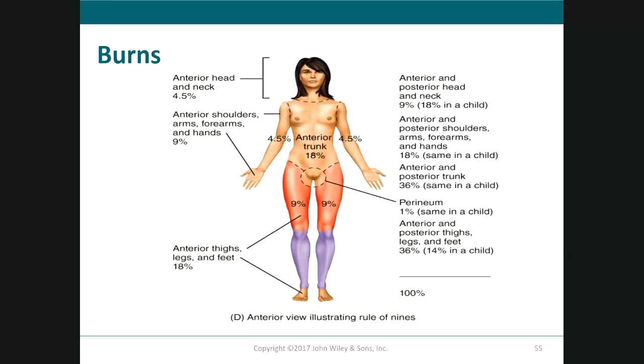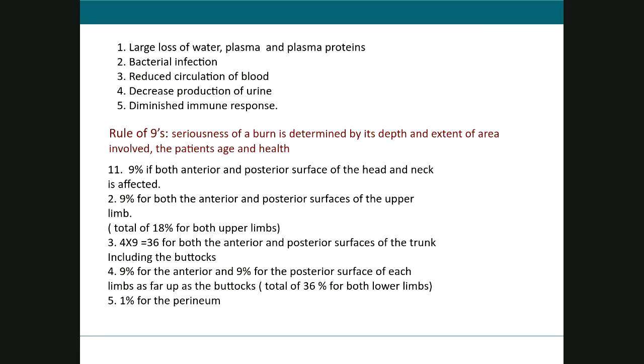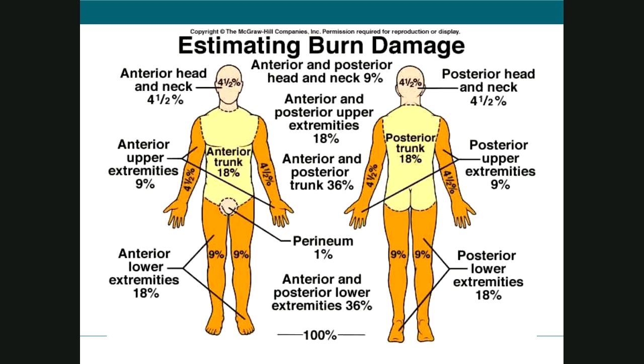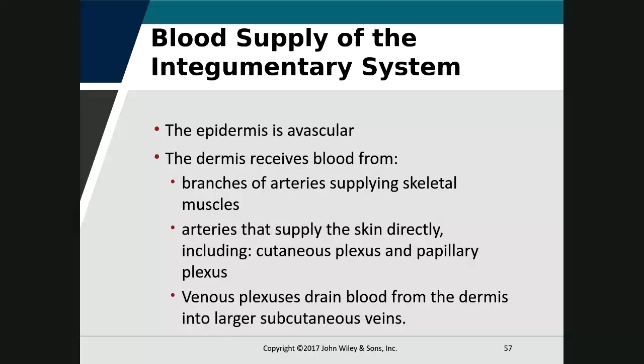So I'd recommend you go through this, draw a little figure, and get an estimate of the rule of nines. The integumentary system receives blood supply from branches of arteries from skeletal muscles, and arteries from the skin directly. Within the skin, we've got the cutaneous plexus and the papillary plexus. And venous drainage also occurs through the dermis and larger subcutaneous veins.